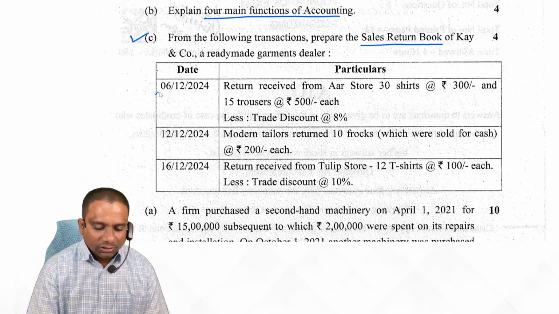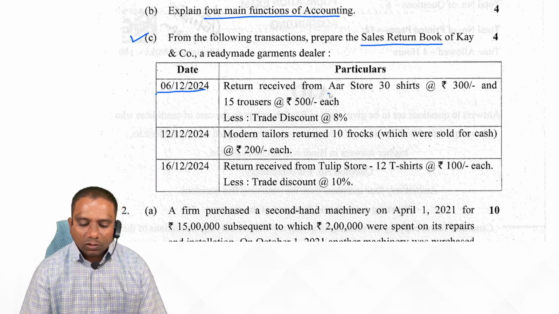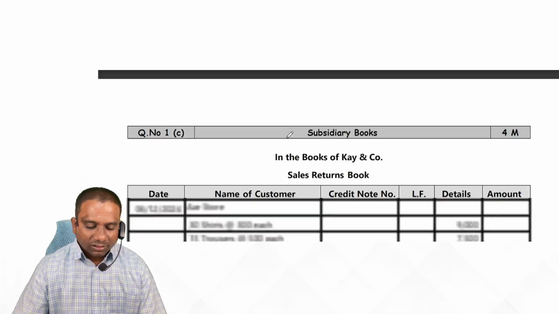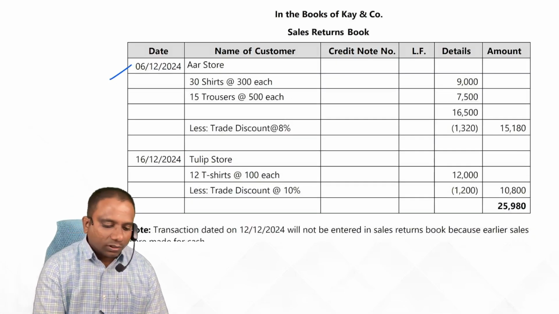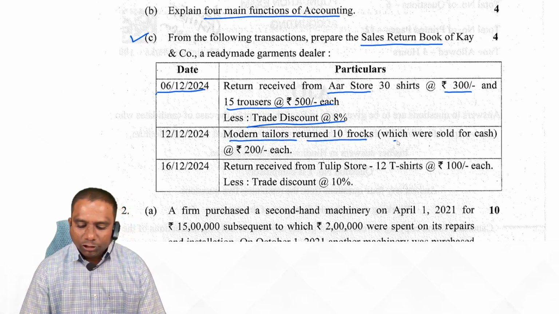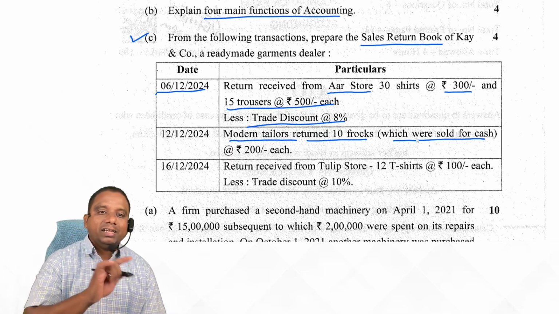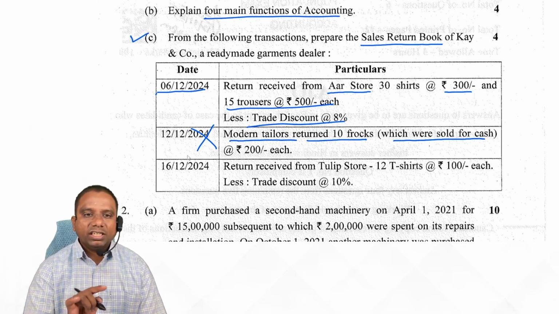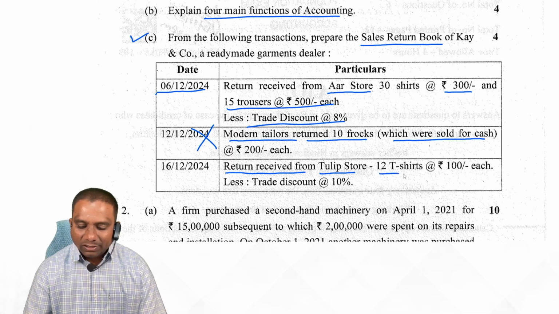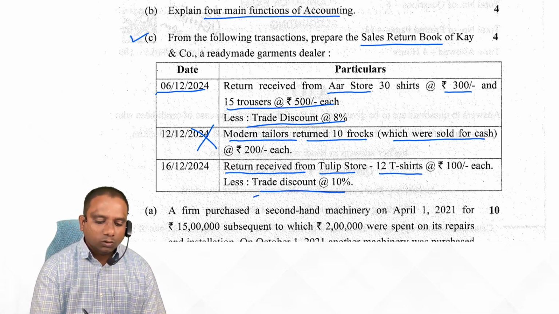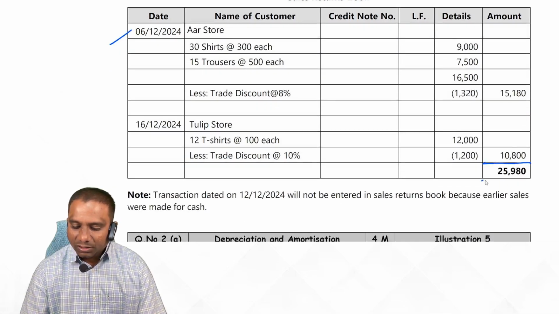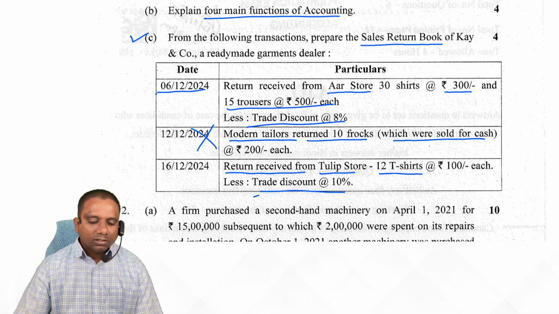To get the first transaction, 6/12/2024, return received from our store 30 shirts at 300 and 15 trousers at 500 less trade discount. It is a sales return which were sold earlier on credit, so we record it in the sales returns book. Observe. Next one. Modern tailors returned 10 frocks which were sold for cash. So these goods were earlier sold for cash. Now they are returning. This is not recorded in sales returns book. So you have to mention a note point. Next one. Return received from Tulip store 12 t-shirts each. Yes, this can be recorded in sales returns book. Observe, students. Now the total of sales returns book is 25,980. Clear? Next question. It is a very easy question, students.